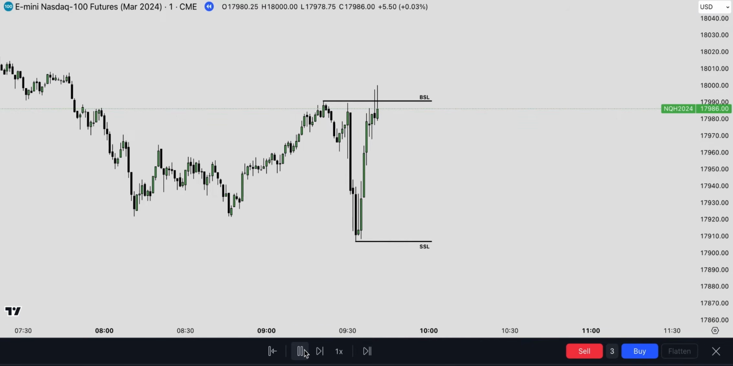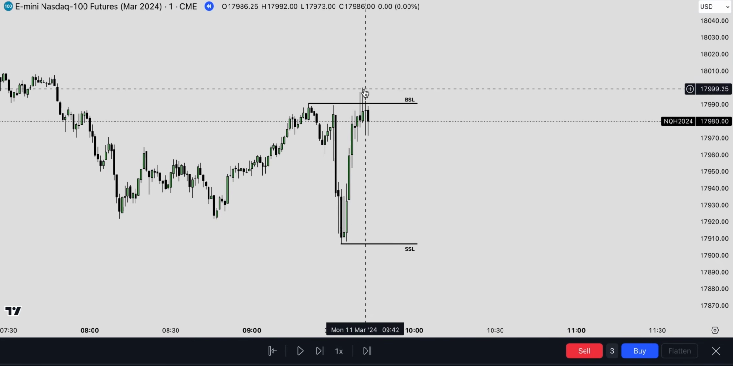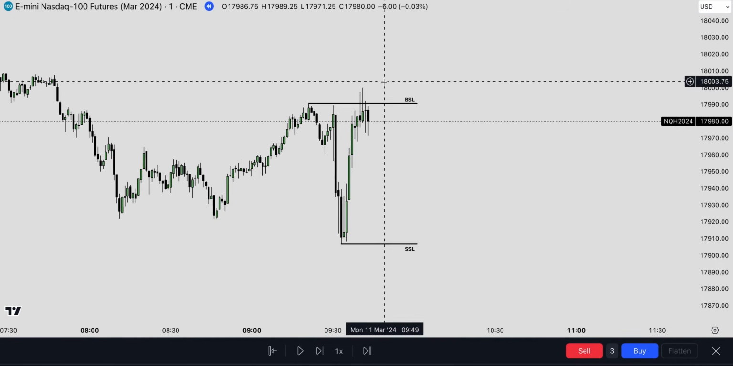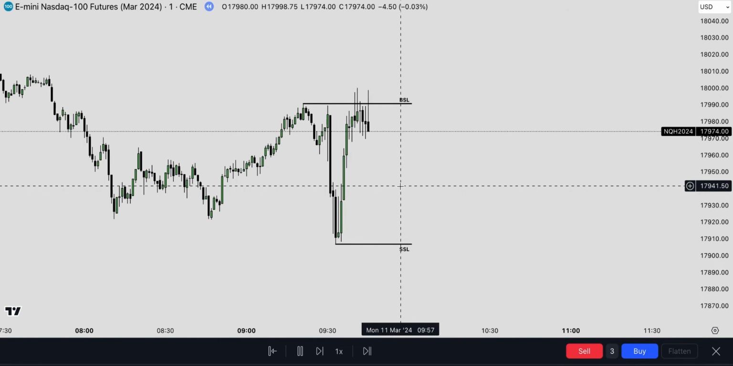Now you want to see our unicorn model forming, okay? So as you can see here, we've created a high. Now we're going to create a low here, and I'm going to anticipate price to create another high and then displace lower. So let's see if we get our unicorn setup here, okay?